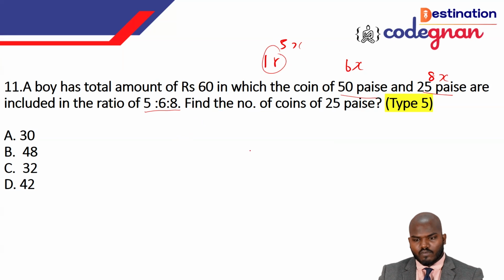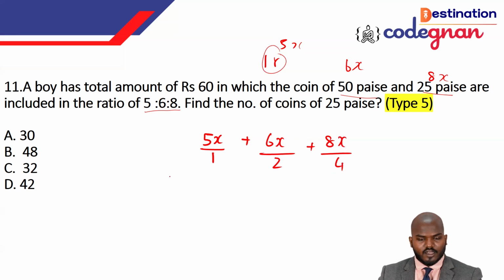So 1 rupee we will call as 1 by 1, that is 5x by 1. 50 paise we can call as 1 by 2, that is 6x by 2. 25 paise we can call as 1 by 4, that is 8x by 4. So this will give you 5x plus 3x plus 2x. Instead of multiplying 100 cross 5, 50 cross 6 and 25 cross 8, you can do this. If you sum this, it will give you the value 10x here.